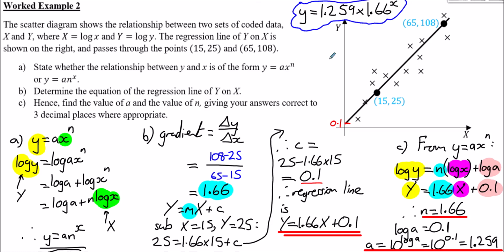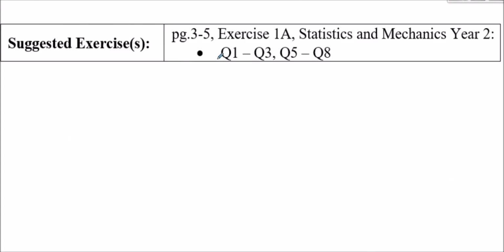So these can be quite awkward at first, but with practice comes good enough. So now it's over to you lots. So here are my suggested questions for you to try. So turn to page 3, exercise 1A in your year 2 stats and mechanics book. Try all of exercise 1A apart from question 4. I don't think question 4 is as powerful as questions 1, 2, 3, 5, 6, 7, 8. And try and do your best at those. You know the drill by now.